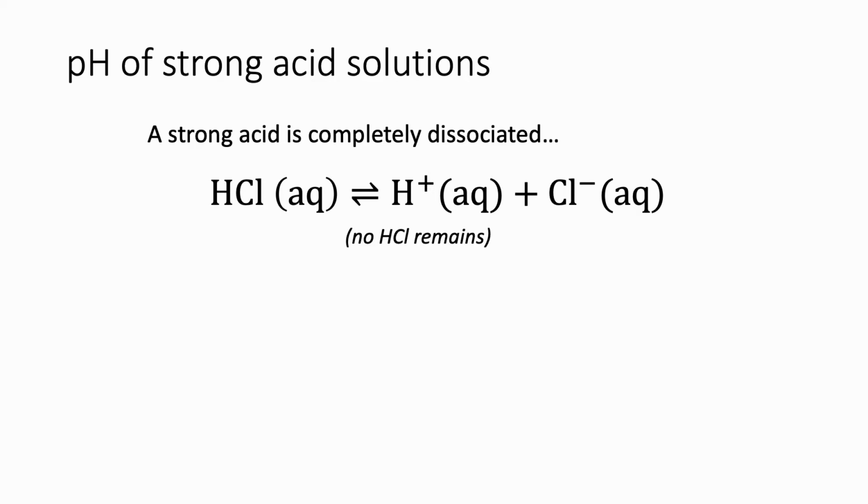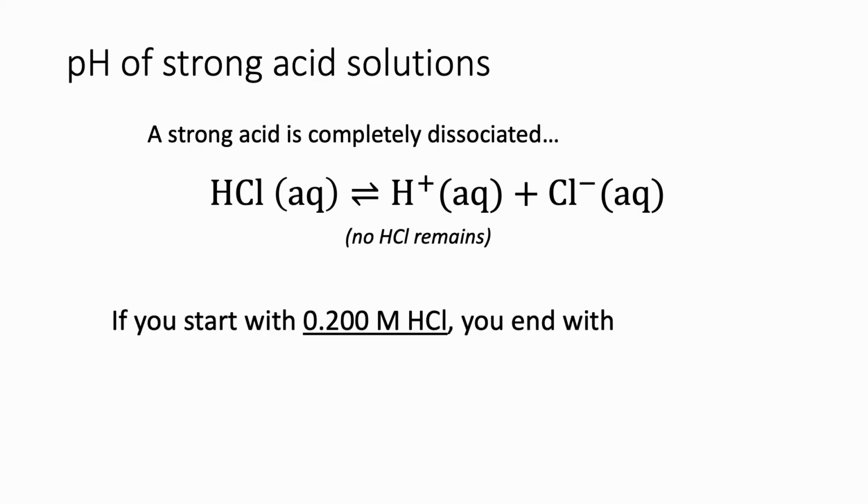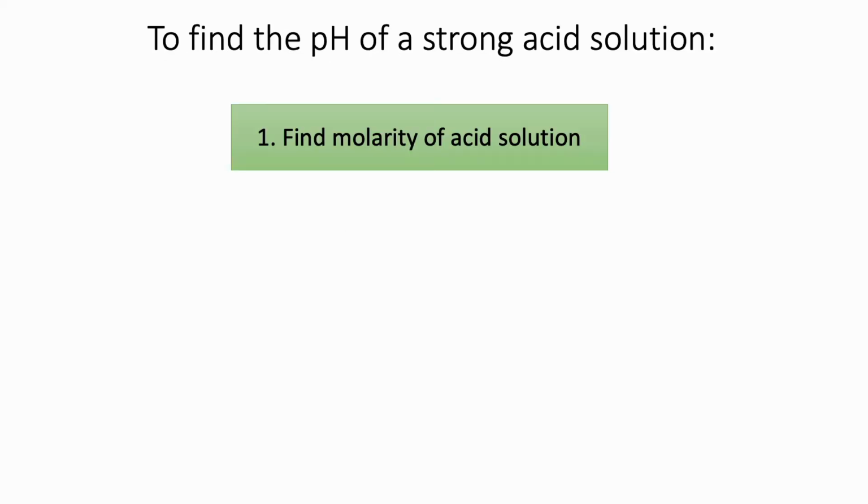no HCl left. From a stoichiometric point of view, if you start with a 0.2 molar solution of HCl, you're going to end with all of it turning into H plus and its conjugate base. So you'll have a 0.2 molar solution of H plus and a 0.2 molar solution of Cl minus. So let's use that information to find the pH of a strong acid solution.